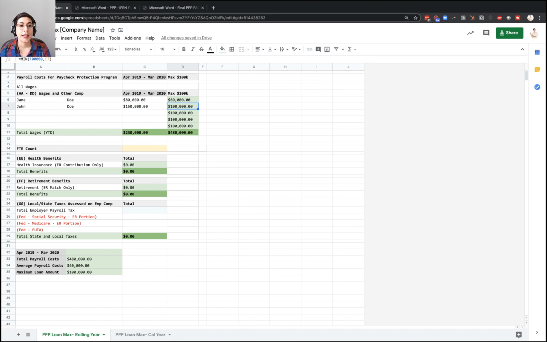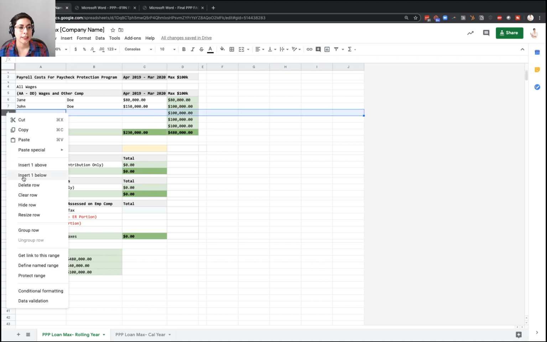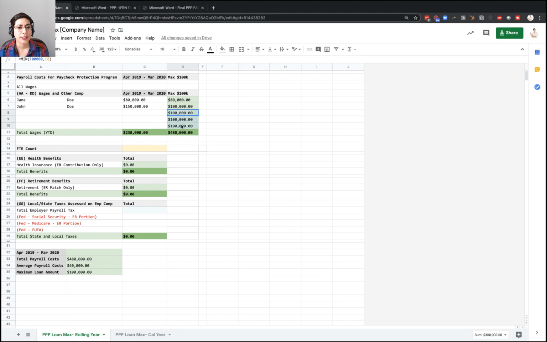So when I provide the spreadsheet to you, it's going to be in a format that you can copy and edit yourself. If you need the formula, it's equals MIN, parentheses, 100,000, comma, and then the cell number for the one before it. And then you're going to close it out with a parenthesis. If you need to add stuff in here, just right click it and insert a row. If you need to delete it, delete the row. But just make sure that these are not being included if there is no information about your employees.